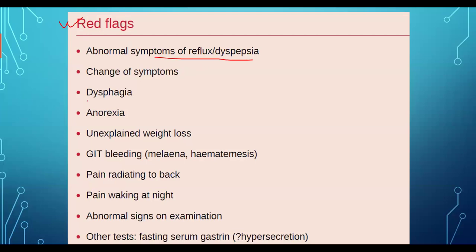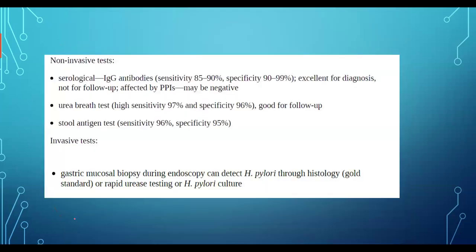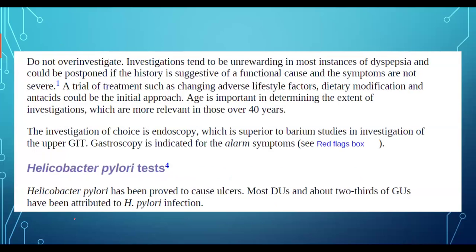Dysphagia, that means swallowing difficulty, anorexia, unexplained weight loss, GIT bleeding like melena or hematemesis, pain radiating to the back, pain waking up the patient at night. Any of these is a red flag. So when those red flags are there in this patient, you will go for an endoscopy.